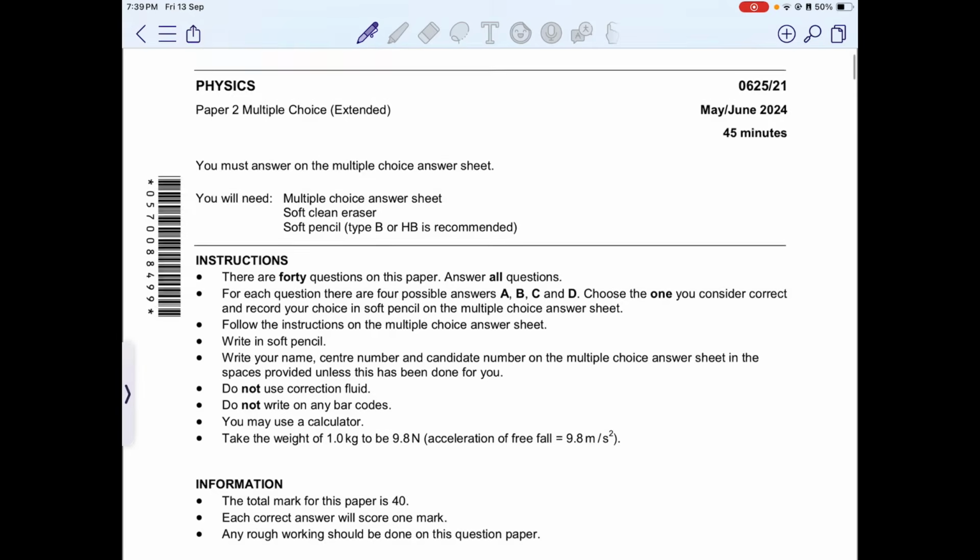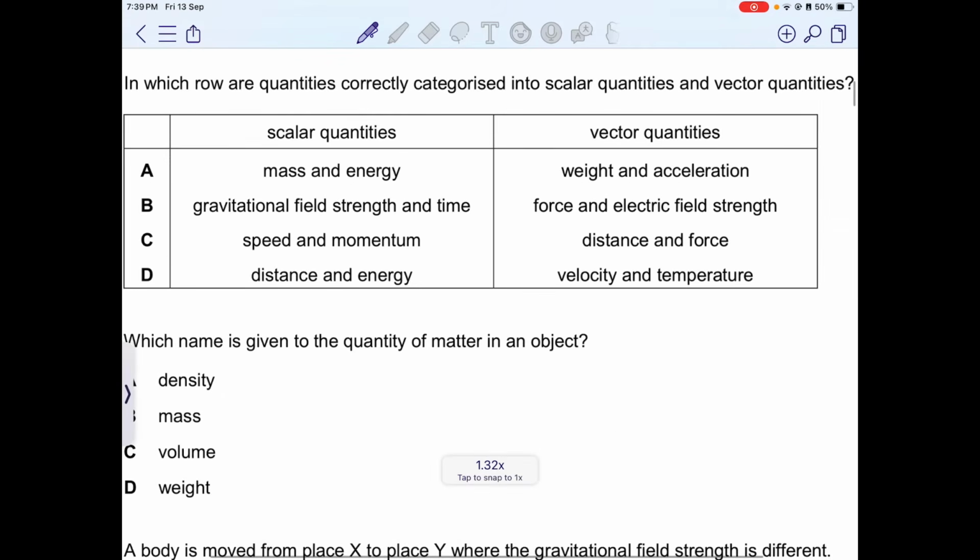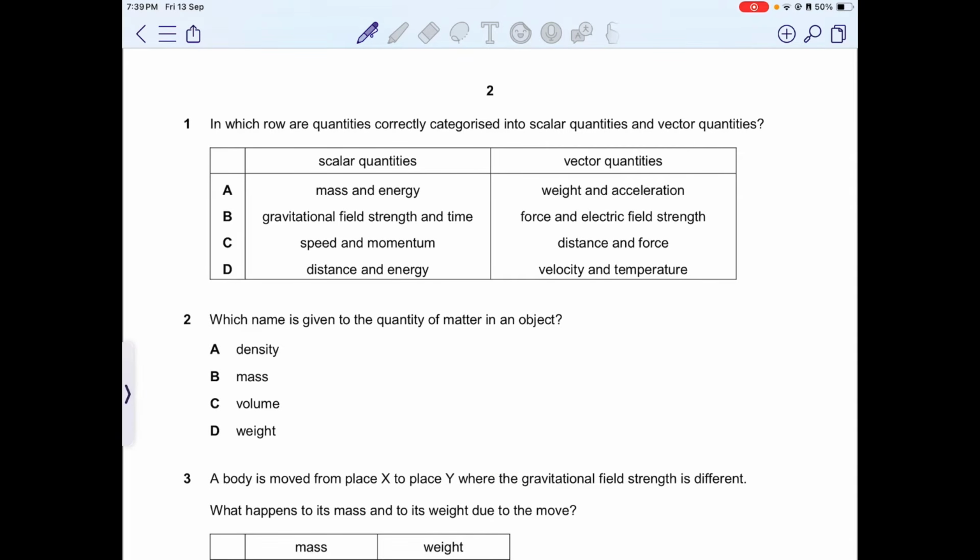Let's move on. So now we are at question number 1. There are 40 questions in this paper. Question number 1 says, in which row are quantities correctly categorized into scalar quantities and vector quantities? Now the point is scalar quantities are quantities which only have a magnitude, which is a numerical value, whereas vector quantities have a numerical value as well as a direction.